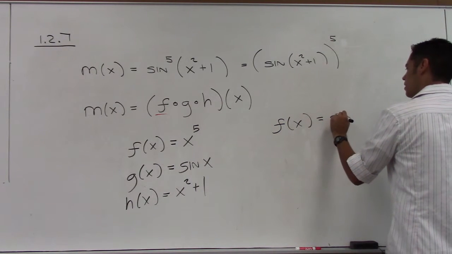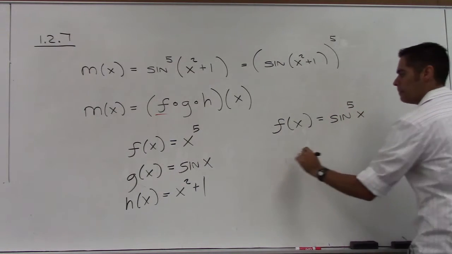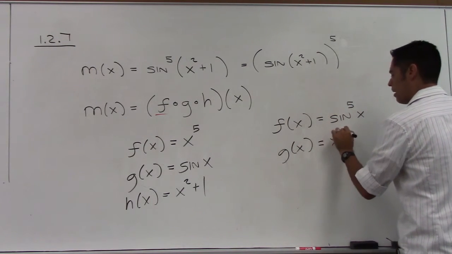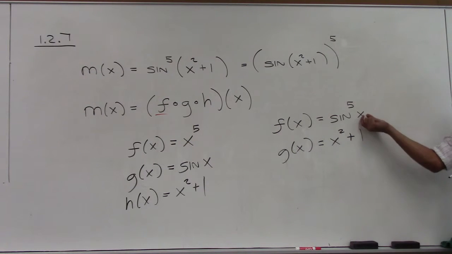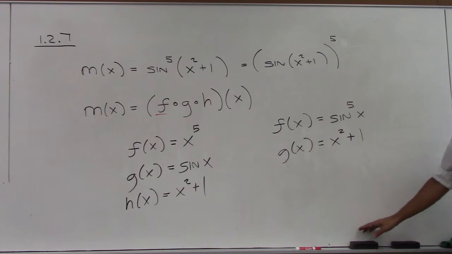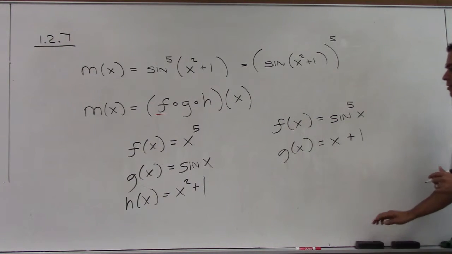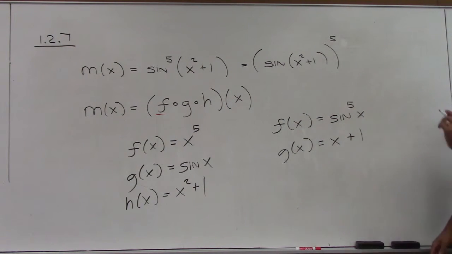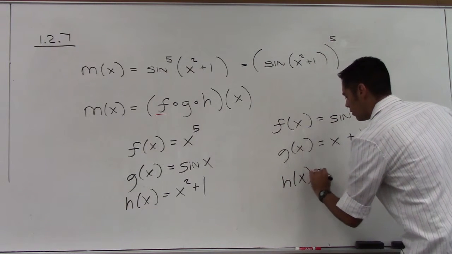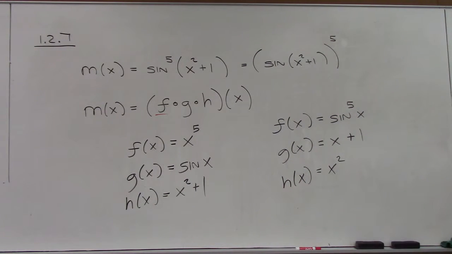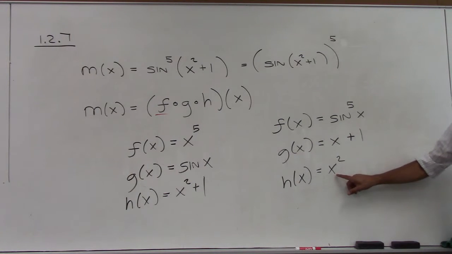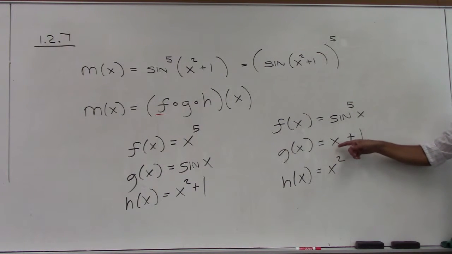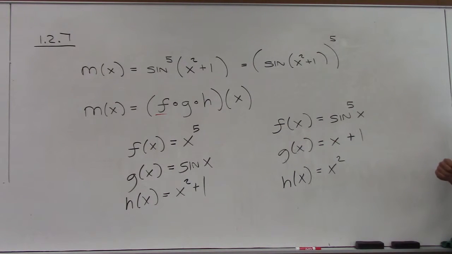So let's see. Sine to the 5th x, all right? x squared plus 1. So I agree if I take that and plug it into here, then g of x would be just x plus 1, and h of x would be x squared. Okay, so that would work. If g of x is x plus 1, and h of x is x squared, would that work? x squared would first get plugged into g. So what would that become? x squared plus 1, and then take that and plug that into this, and you got it. Yes? Okay, so that would work also.